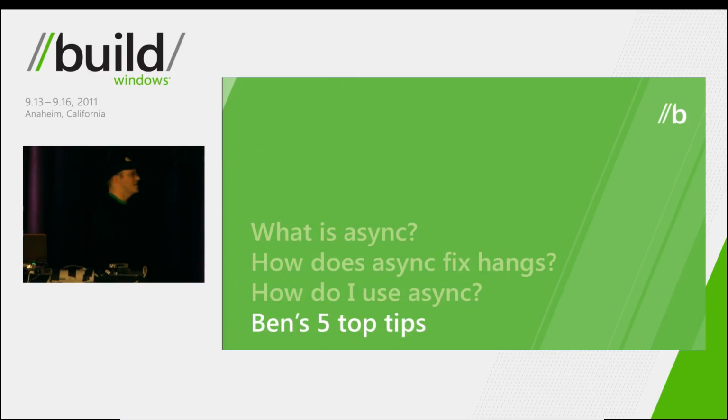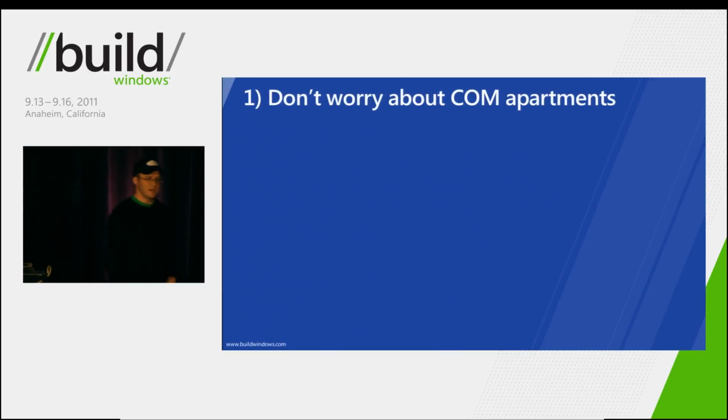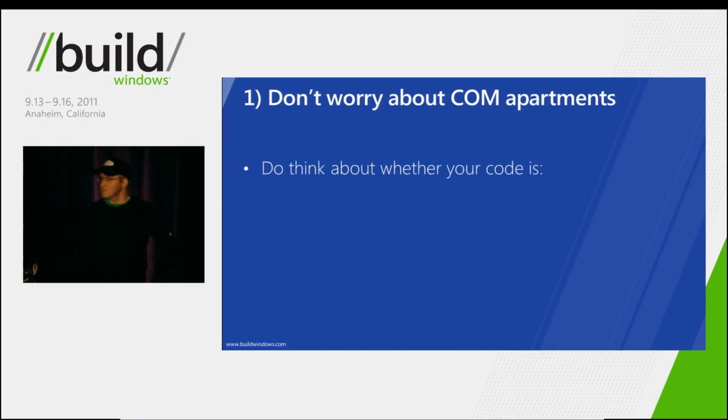So the 5 top tips that I wanted to pull out of here. We've talked about how COM is underlying a lot of the Windows runtime infrastructure and how these things run essentially as COM objects. We've had a few questions about that. The first tip is don't worry about COM apartments. One of the things that we've done in every language projection is when those completed handlers run, they come back to the same place.